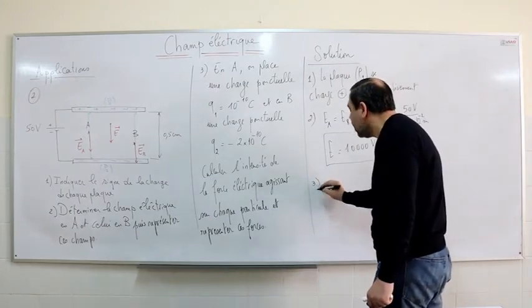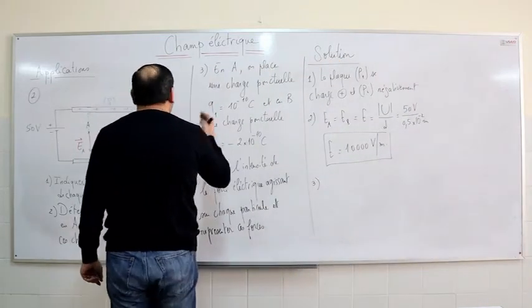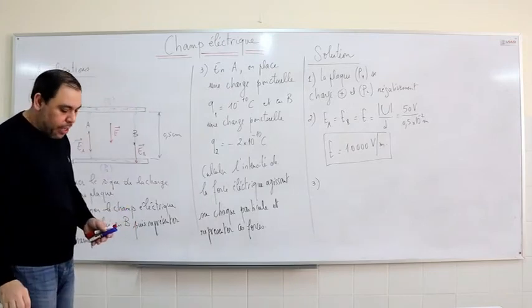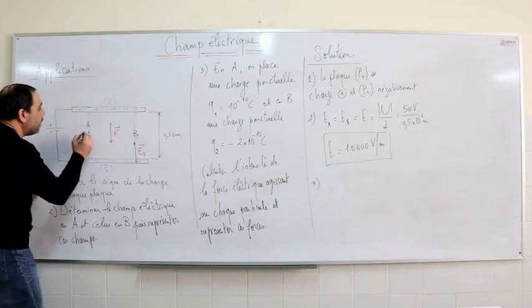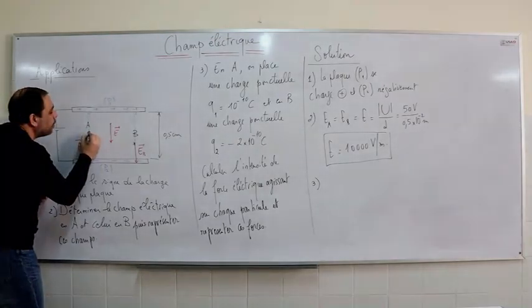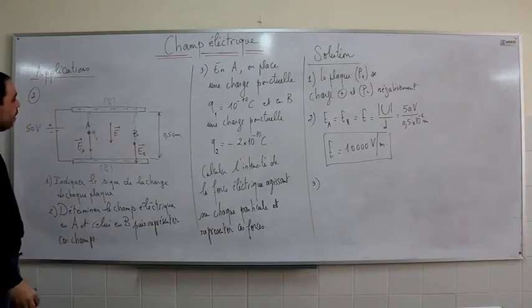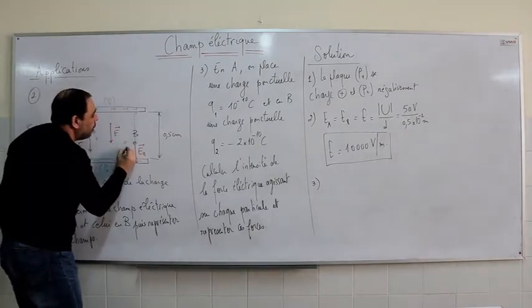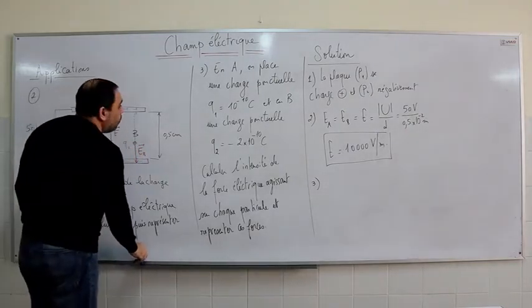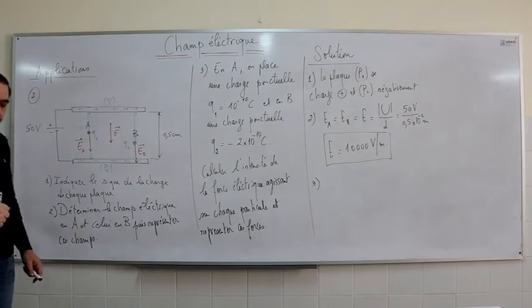Part 3. At A, we place a punctual charge Q1. This is where we place Q1. And at B, we place another punctual charge Q2. We need to calculate the magnitude of the electric force acting on each particle, then draw these forces.